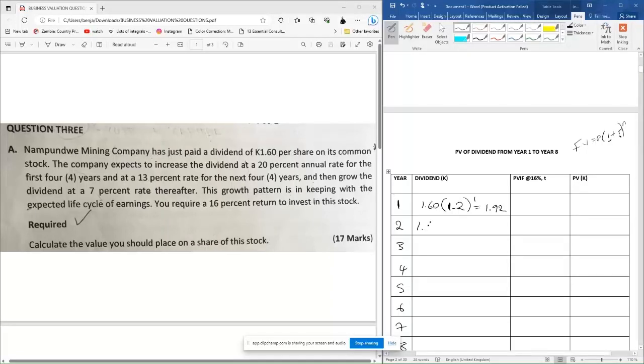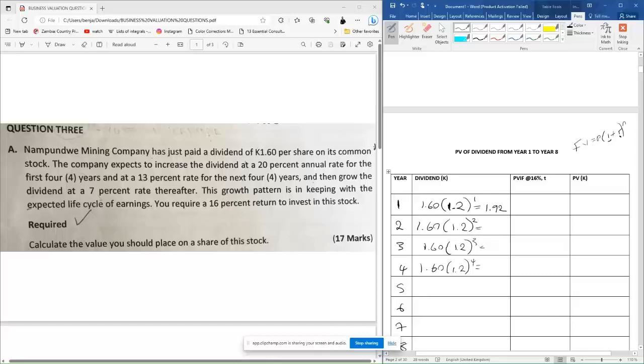So we are going to have 1 kwacha 16 ngwe, 1.2 to the power 2, 1 kwacha 16 ngwe multiplied by 1.2 to the power 3, and then finally in the last year at which the dividends are growing at 20%, we're going to have 1 kwacha 16 ngwe, 1.2 to the power 4. So let's calculate that.